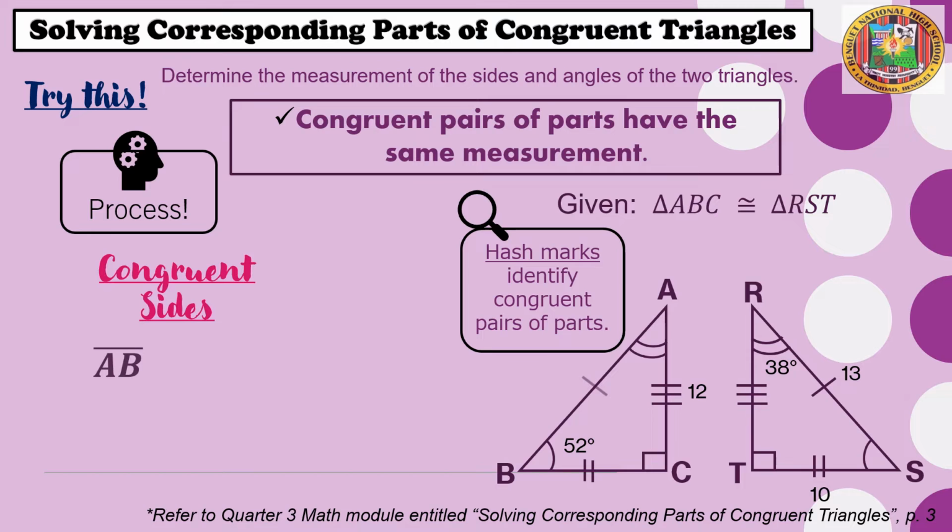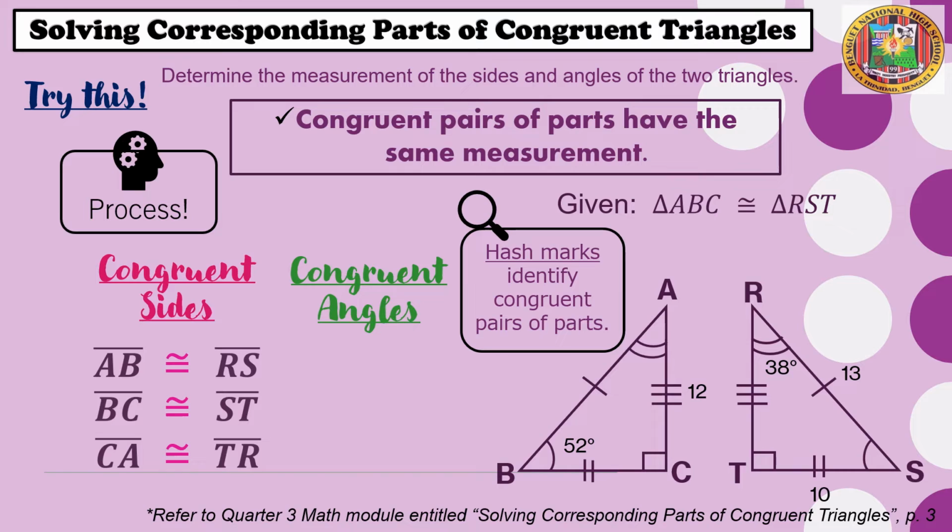Thus, the congruent pairs of sides in the triangles are the following. Side AB is congruent to side RS, side BC is congruent to side ST, and side CA is congruent to side TR. The congruent pairs of angles in the triangles are angle A with angle R, angle B with angle S, and angle C with angle T.